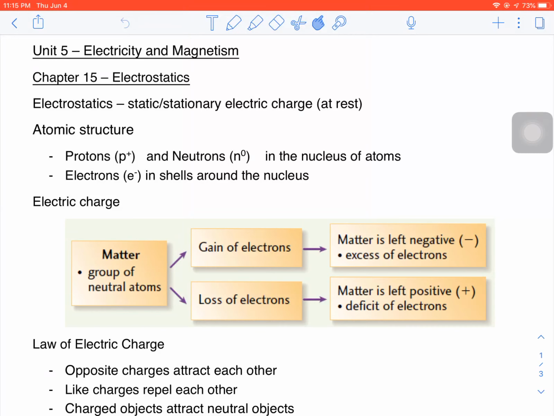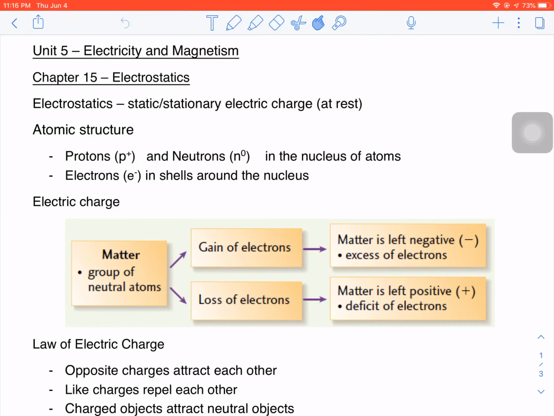Okay, so chapter 15, electrostatics. Statics means stationary, or in French, stationnement, which means parked. So it's talking about electricity or electric charge which is at rest. It's not going anywhere. It builds up on an object and it stays there. It's delivered to an object and it stays there.